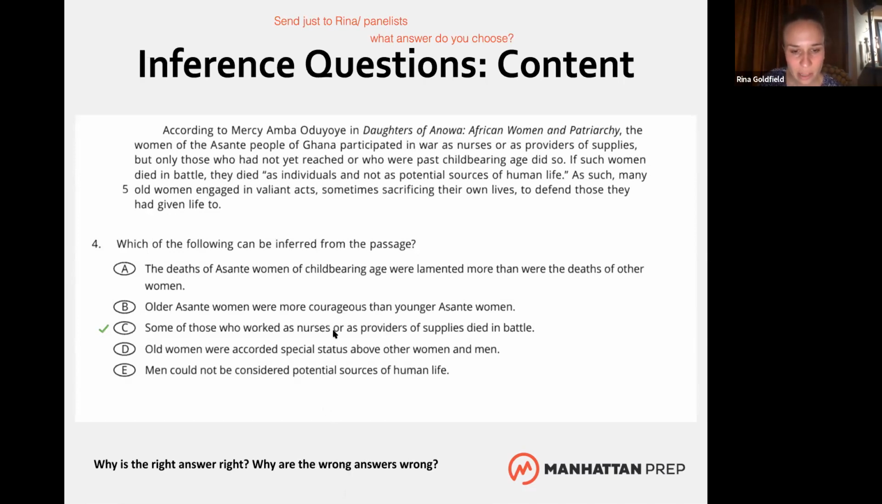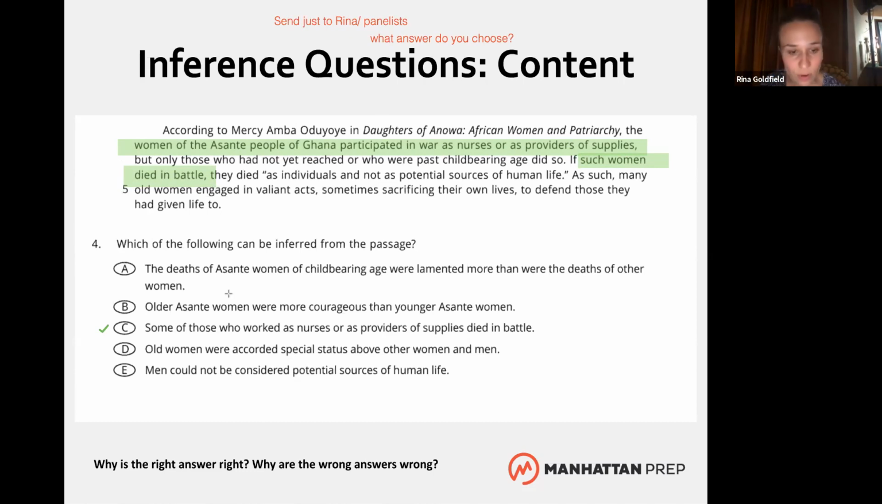If we look back at the passage, we see that some of these women participated as nurses or providers of supplies, and such women sometimes died. So we're putting together these two lines, and this is classic in an inference question where we have line support, but we're putting together a couple of things. We have line support that they participated in these roles and that they sometimes died. So C is our right answer.